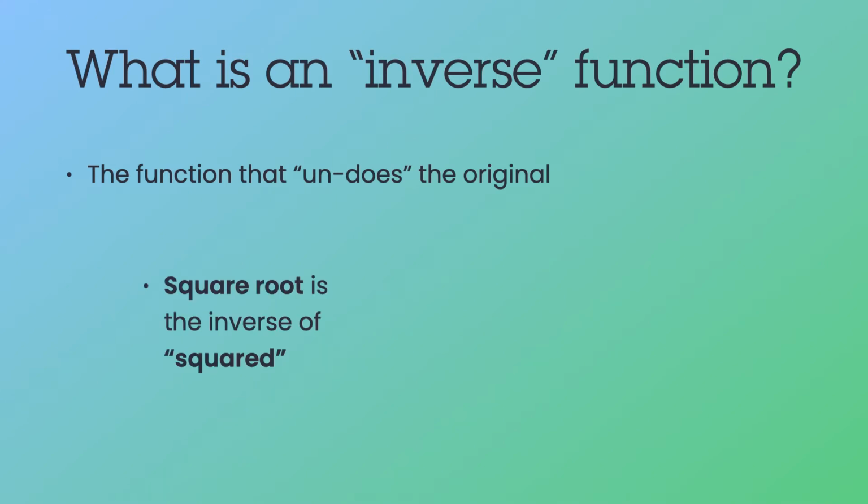Square root is the inverse of squared, or that quadratic function, that raised to the second power. So if you have x squared equals 64, you would take the square root, which would get you back down to just plain old x.